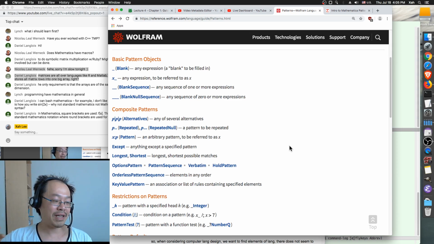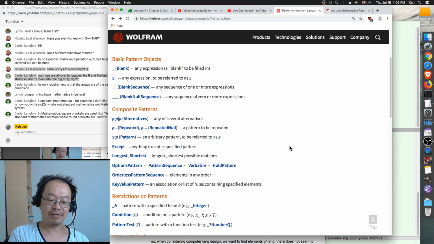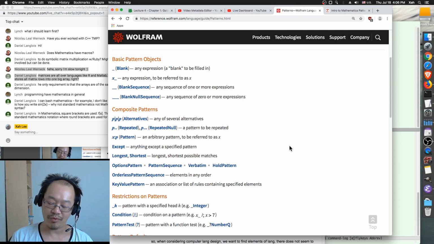So why is Mathematica so different? For example, because first of all, it's symbolic, like Lisp. That is already rare. Except for Lisp and Mathematica, nothing else. Golang, all the other languages are not symbolic. So that's why Mathematica is out there.